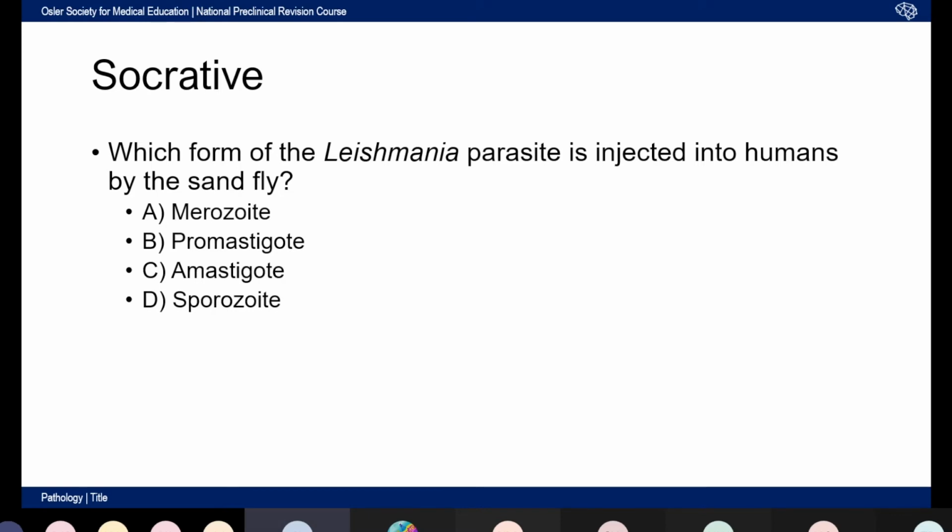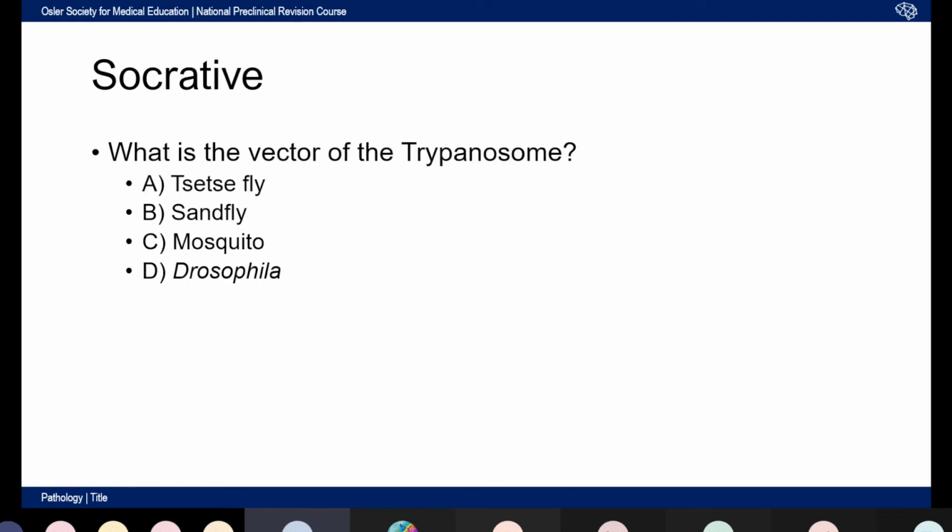So some of you went for sporozoite. That's one of the malaria forms rather than a leishmania form. So that was a bit of a trick question, sorry. But yeah, it's a promastigote. The malaria stages tend to end in -oite, and then the leishmania is the amastigote on the end. And then another question, what's the vector of the trypanosome?